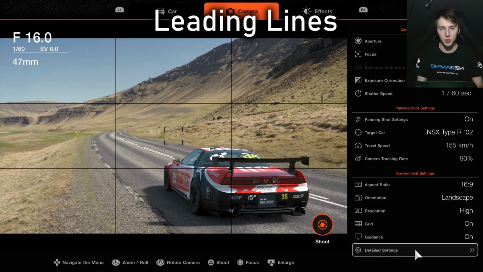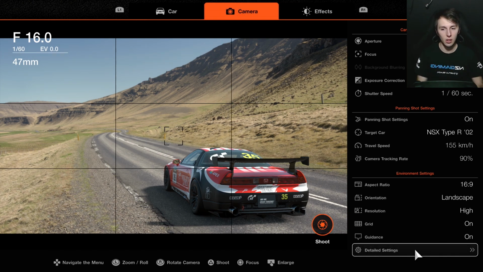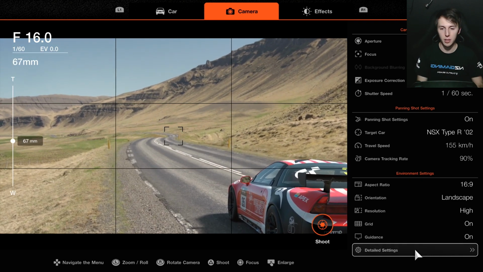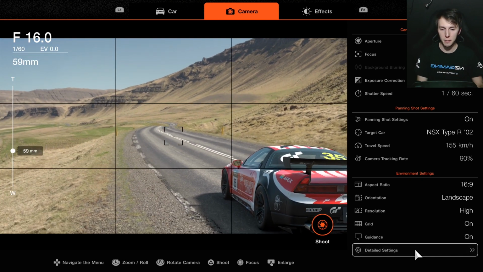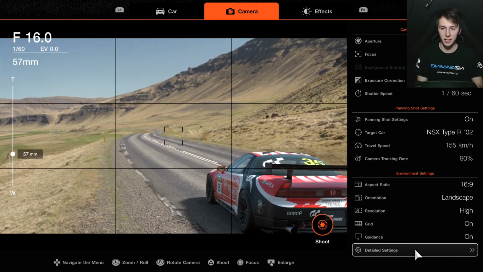Now onto the second tip of this video, which would be leading lines. Within this image right here, we don't have any significant leading lines, but we do have this road here right in the middle, and it kind of leads our eyes back and forth between the car and the other side of the image.